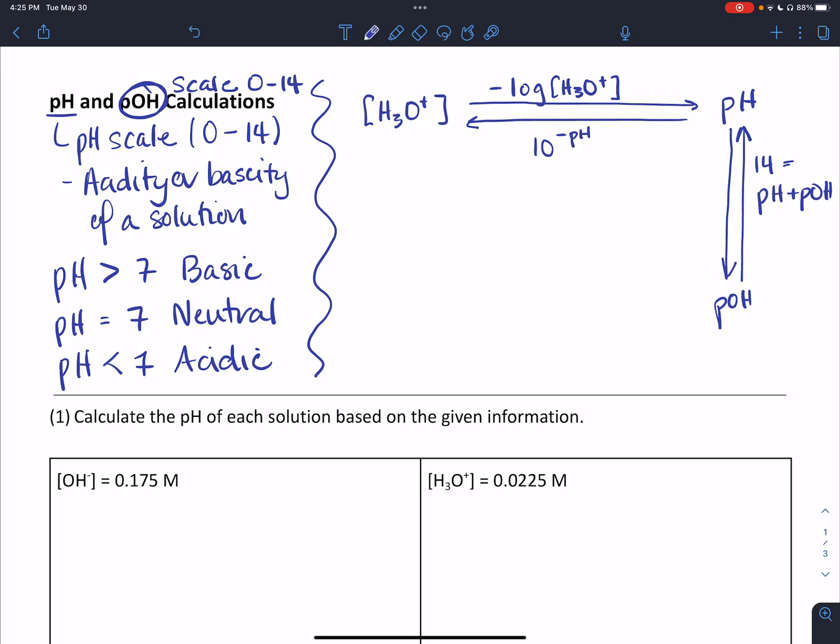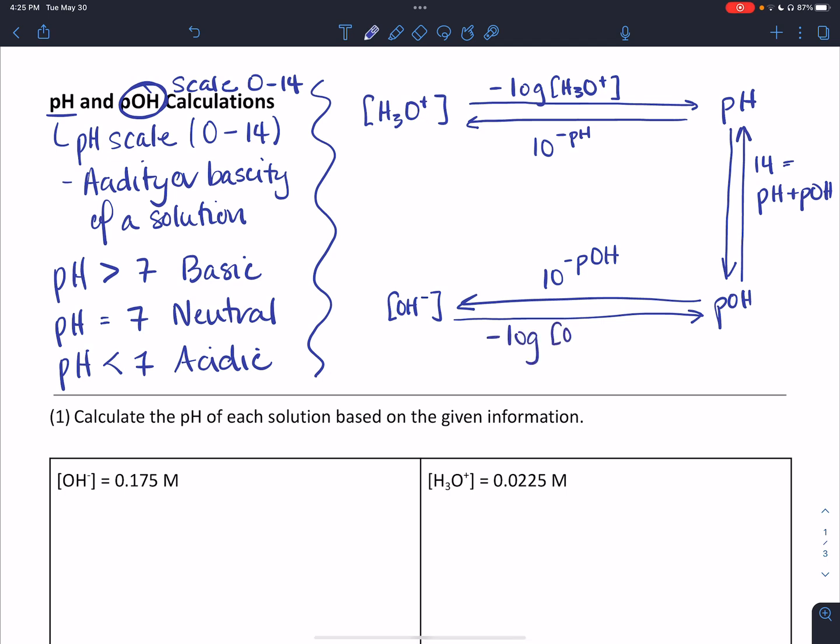Okay, if we know the pOH, then we can use that to calculate the concentration of hydroxide. Maybe we want to know that instead. And similar to our above calculation, we're going to raise 10 to the negative pOH this time. Or if we know the hydroxide concentration, we can use it to calculate the pOH by taking the negative log of that concentration.